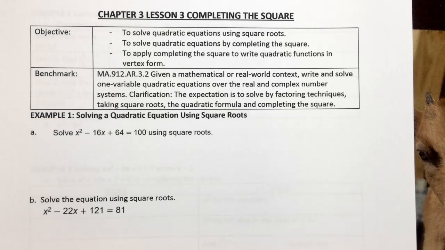So let's start with example 1. We are solving quadratic equations using square roots. So we're going to do it using square roots. We're going to do it by completing the square. And we're going to apply completing the square to write quadratic functions in vertex form. So those are multiple things we're going to do in this lesson. All right, so let's start with solving using square roots.